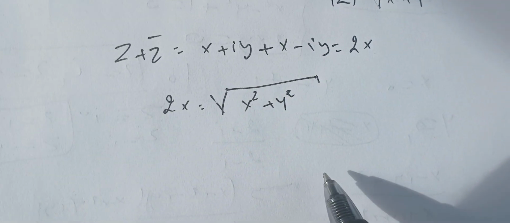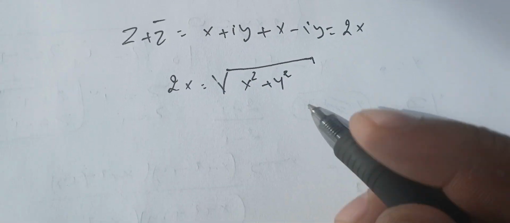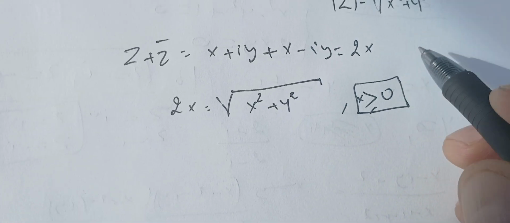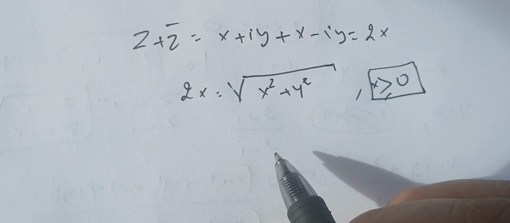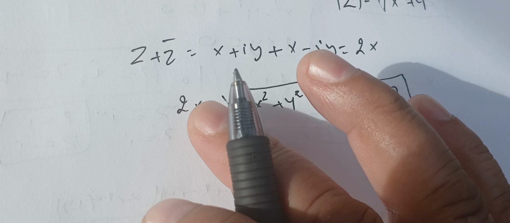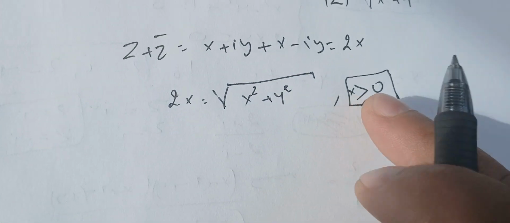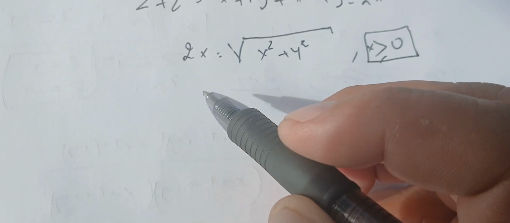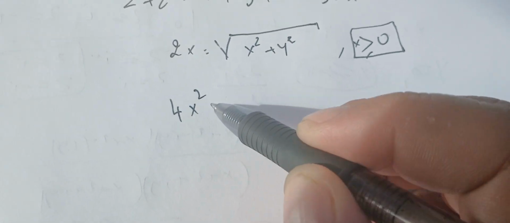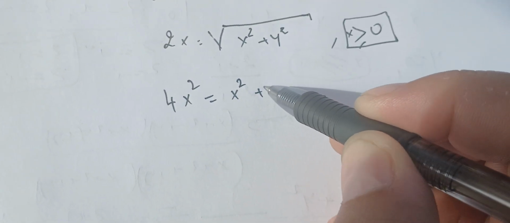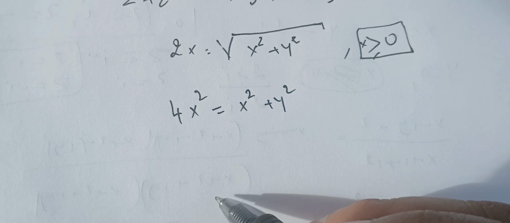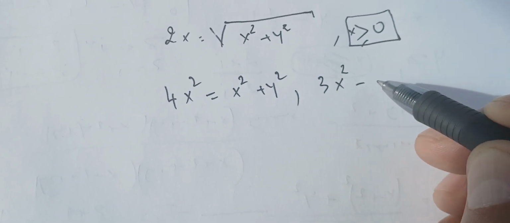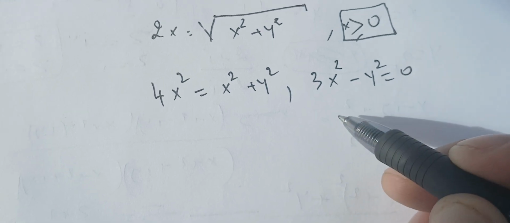This is the norm. To be able to solve, we impose the condition that x has to be greater than or equal to 0, because there's a square root here. We can't have negative values for x. So here x is positive because of this condition. Now we can square both sides. So we have 4x squared is x squared plus y squared. And once we solve here, we see that we have 3x squared minus y squared is 0.